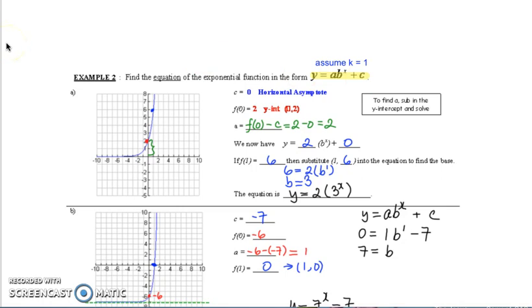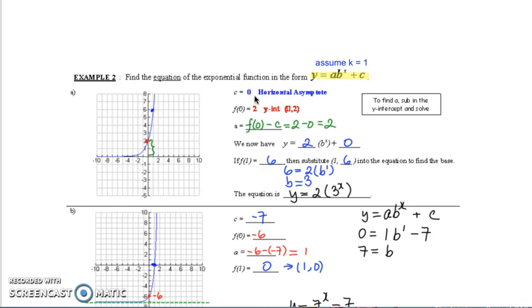So we're going to start with the very first graph. The first thing that you can tell from each of these graphs should be the vertical translation. Because if the graph's horizontal asymptote is not the x-axis, it will tell you that the position of the graph has been moved. Let's take a look at the first graph. Well, obviously, the horizontal asymptote is still on the x-axis, so it tells me that the c value will be 0. There's no vertical shift.